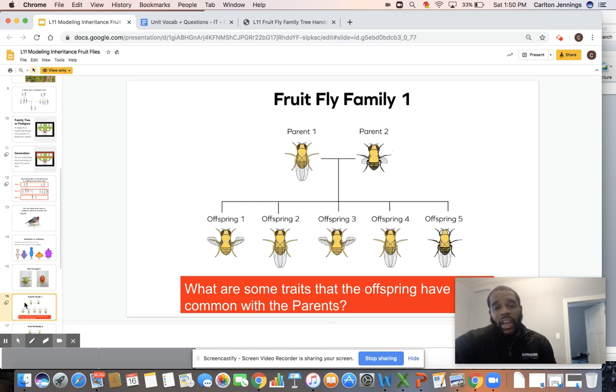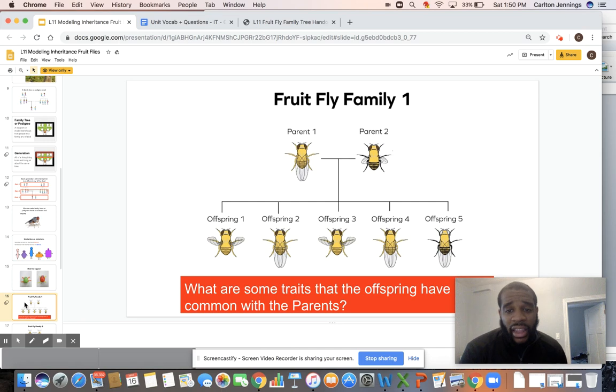This is family one. We have parent one, parent two, mom and dad. We're going to be thinking, are these offspring the right offspring of the parents? They should have similarities of the parents. There should be no variations because things should all come from the mom and dad.